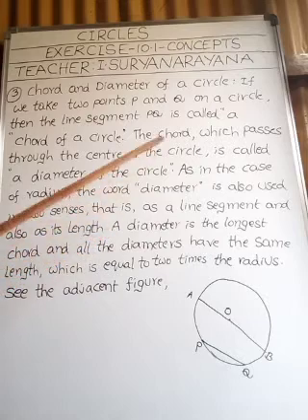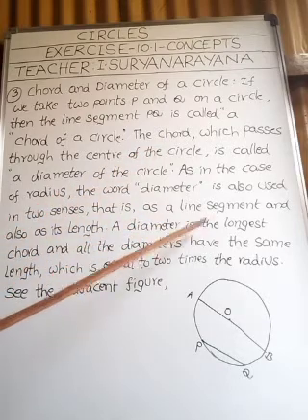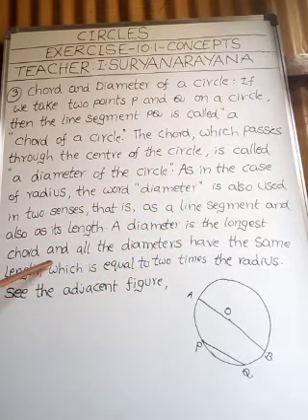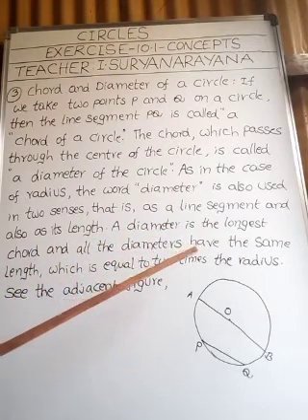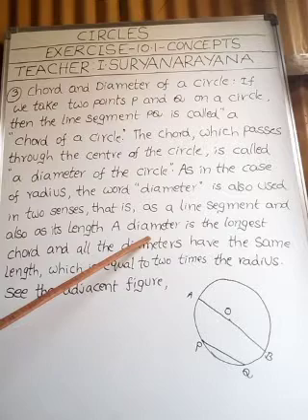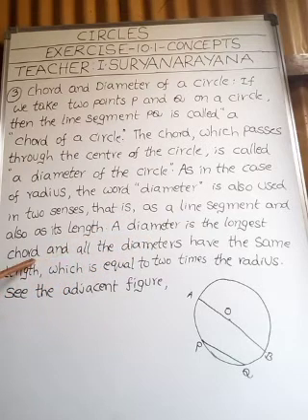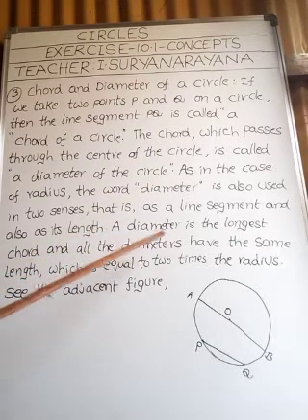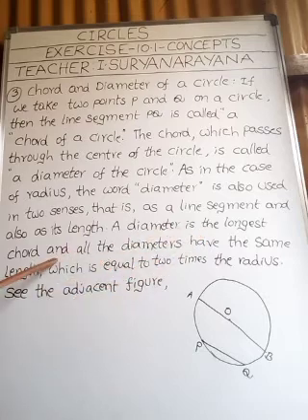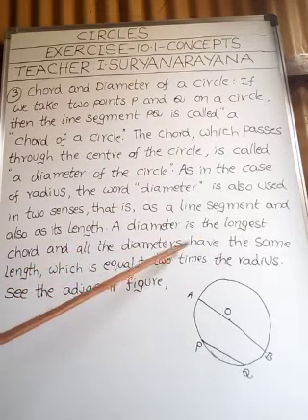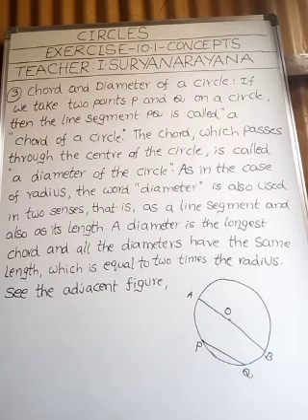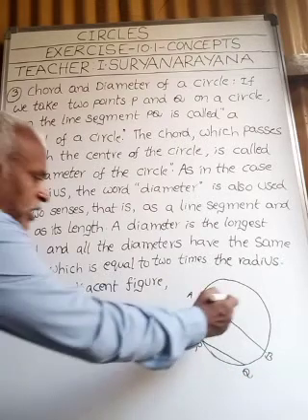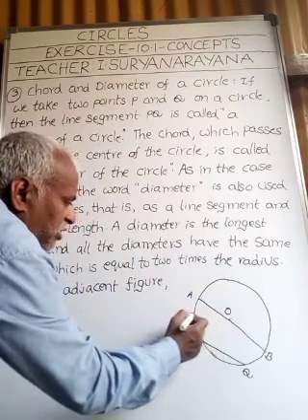Okay, my children, a diameter is the longest chord. Remember this point, my children. Which is the longest chord of a circle? Diameter. Okay, my children. Diameter of a circle is the longest chord, and all the diameters have the same length. If you draw, there are infinitely many diameters we can draw.